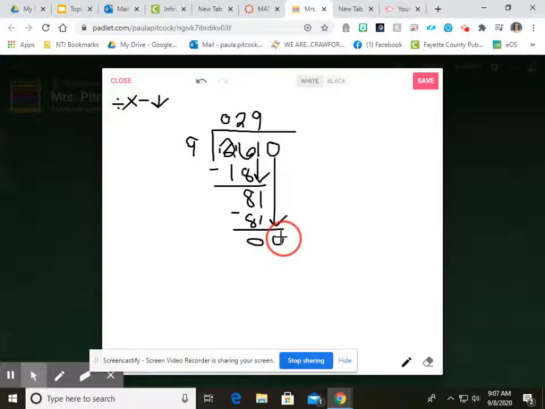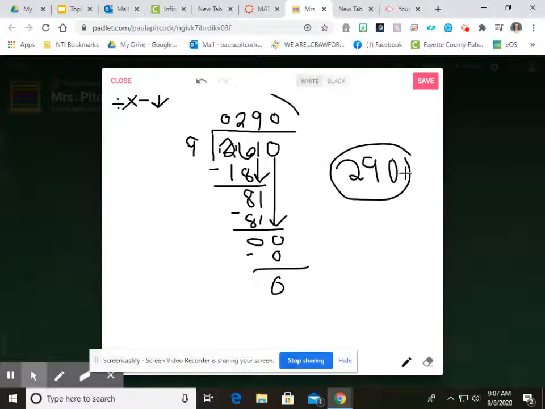Divide. Can 9 go into 0? Well, it goes into it 0 times. Multiply. 9 times 0 is 0. Subtract. There's nothing to bring down, so I'm done. My answer here was 290.